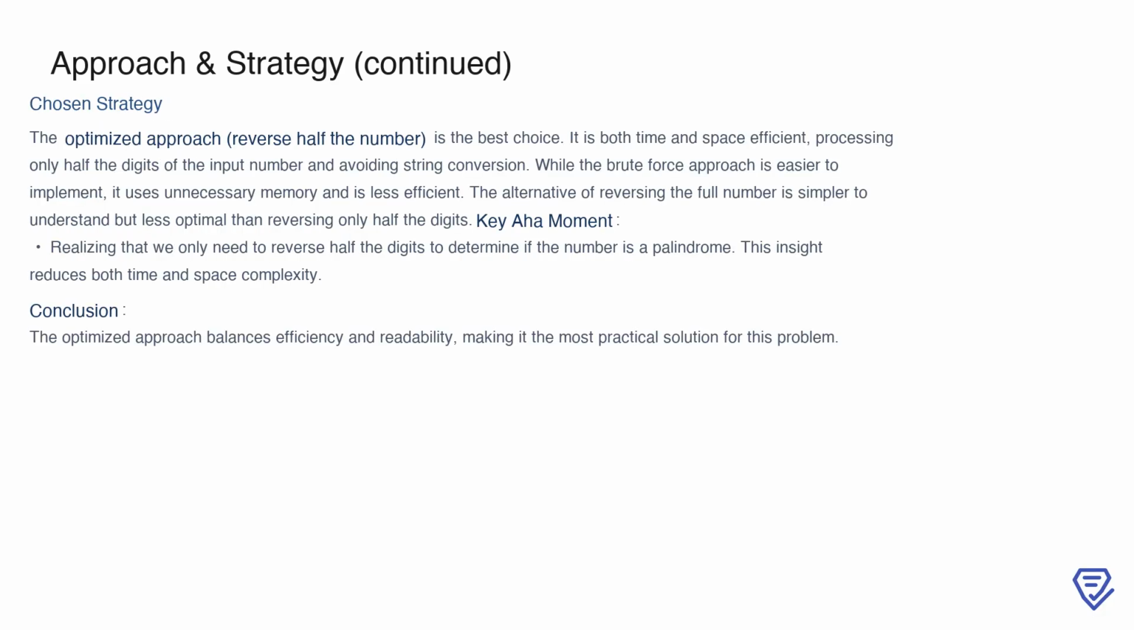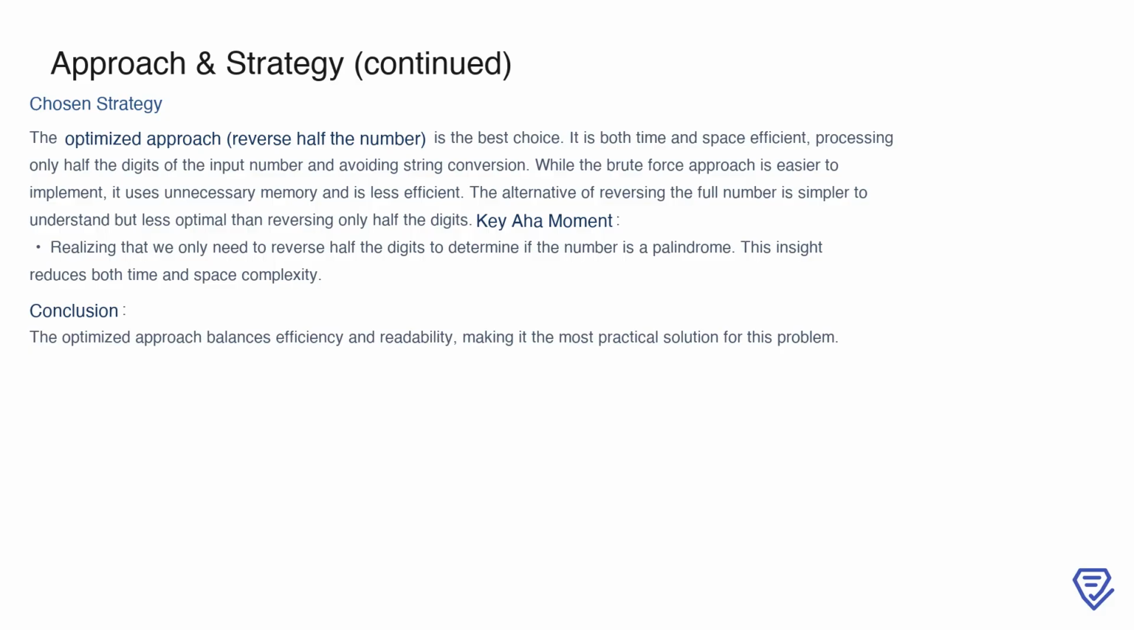The chosen strategy for this problem is the optimized approach, which involves reversing only half of the number. This method is the most efficient in terms of both time and space, as it processes only half the digits and avoids the overhead of string conversion. While the brute force approach is quicker to implement, it uses unnecessary memory and is less suited for large numbers. Similarly, reversing the full number is simpler to understand but less efficient than the optimized solution.